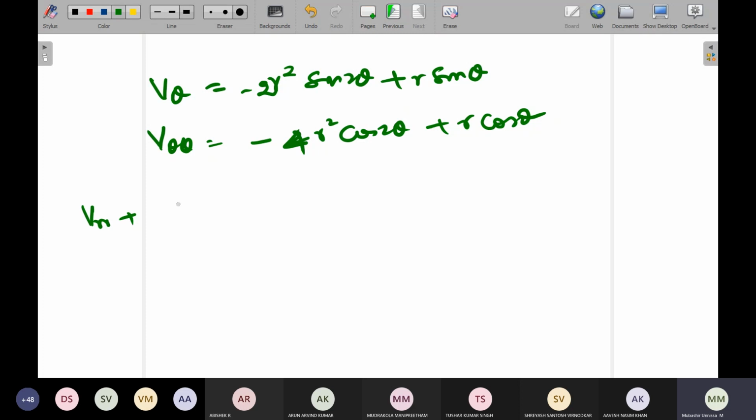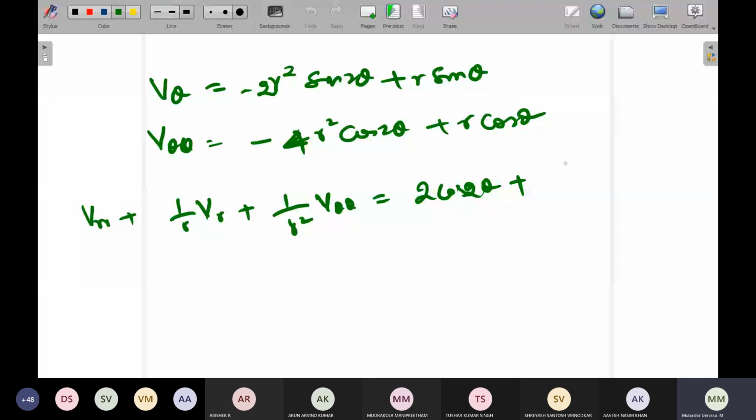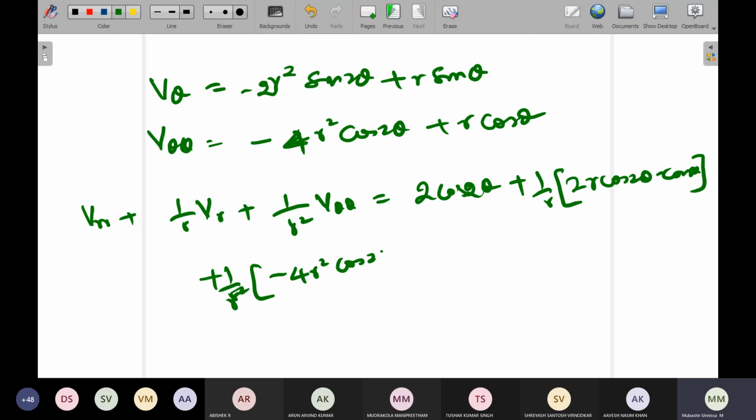It is v_rr plus 1 by r v_r plus 1 by r square into v_theta theta. You should check this. What is your v_rr? v_rr is 2 cos 2 theta. So 2 cos 2 theta plus 1 by r into v_r. v_r is 2r cos 2 theta minus cos theta, correct? Plus 1 by r square into v_theta theta. What is your v_theta theta? Minus 4 r square cos 2 theta plus r cos theta.